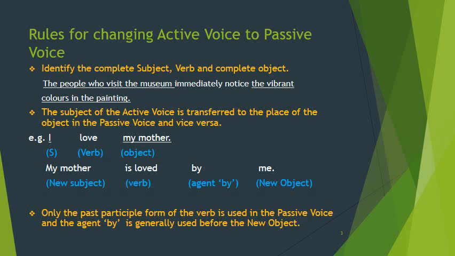Here, my mother is the new subject, is loved is verb, by is the agent by, and me becomes the new object. Next rule is that only the past participle form, that is, the third form of the verb, is used in the passive voice, and the agent by is generally used before the new object.